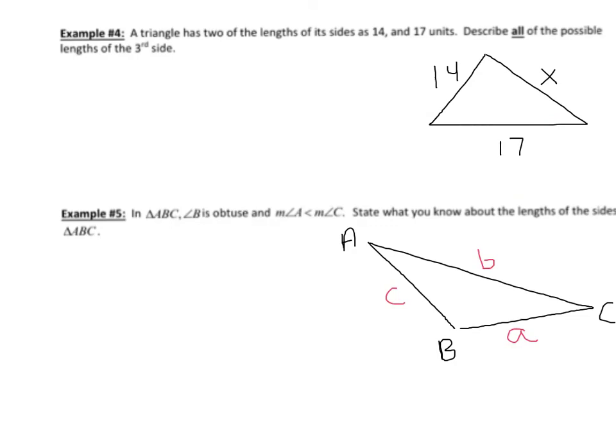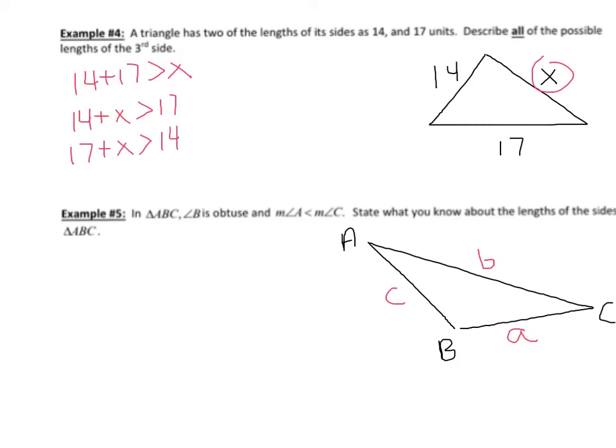Last set of problems here. In example number 4, it says that a triangle has two of the lengths of 14 and 17, and to describe all of the possible lengths. Well, there are lots of possible lengths for the missing side, which I'm referring to as X. So the way in which I'm going to get these is I'm going to set up the 3 triangle inequalities that must be true. I know that 14 plus 17 has to be greater than X. I also know that 14 plus X has to be greater than 17. And I know that 17 plus X has to be greater than 14.